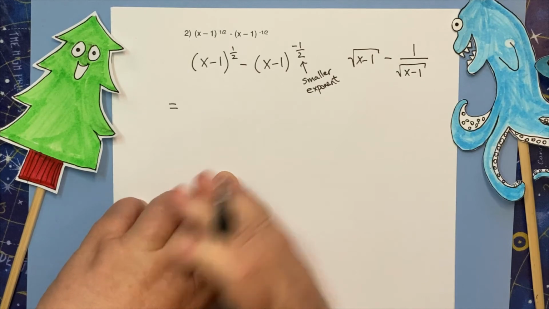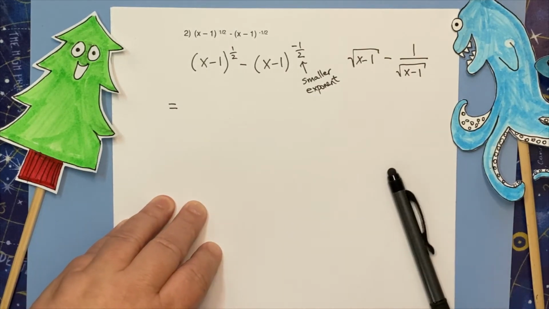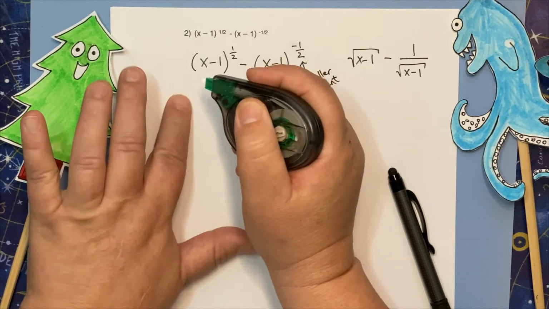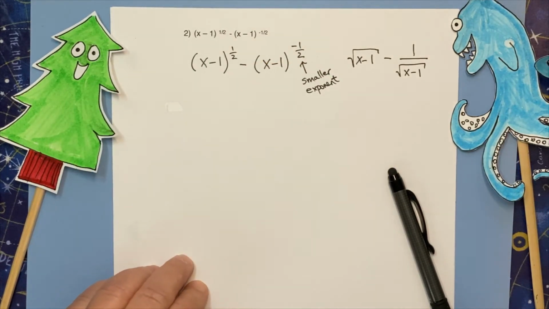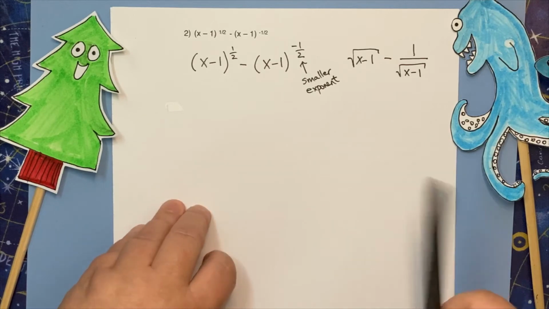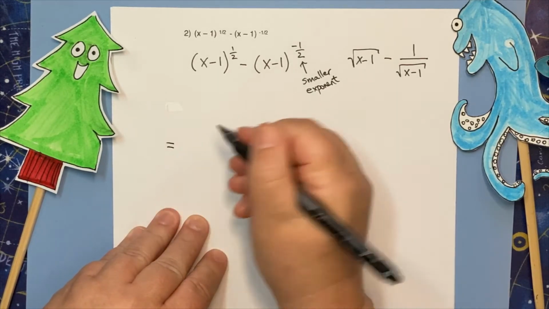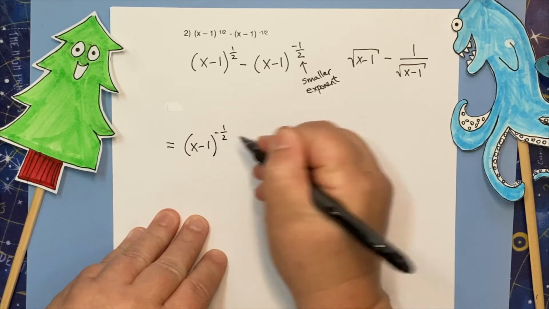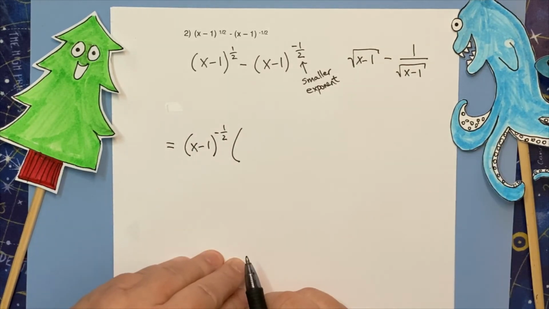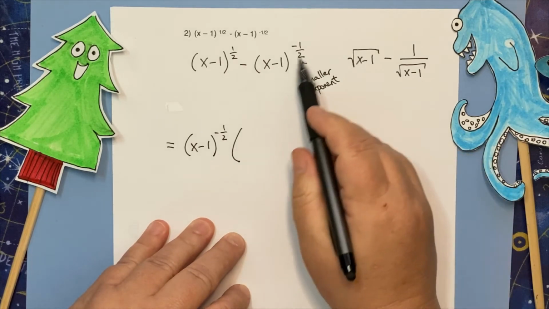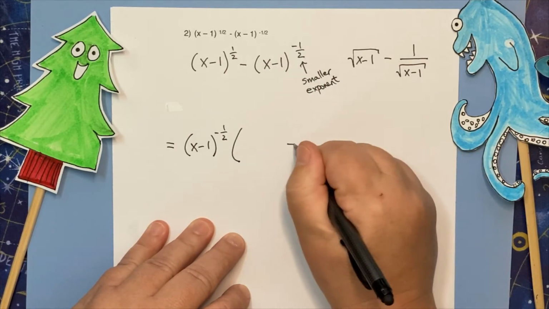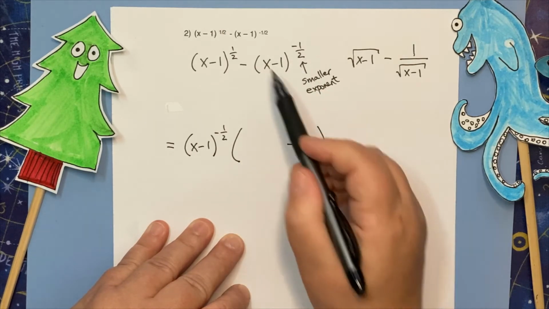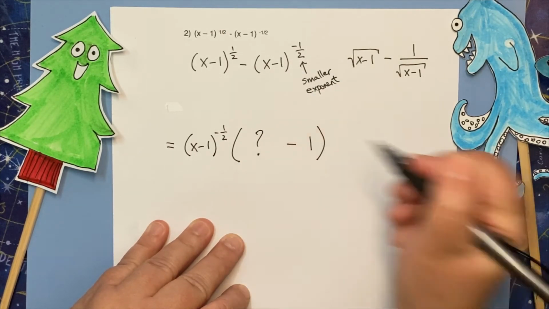Okay. So that means, in fact, let me write this equal a little bit further down because I got a little excited and didn't give myself enough space. Pardon me. Okay. So I'm going to try to factor out an x minus 1 to the negative 1/2. And I know that when I factor out the second one, it's just going to be a 1, right? Because that's the whole thing right there. So I've got a minus 1 there, and I don't know what's there.